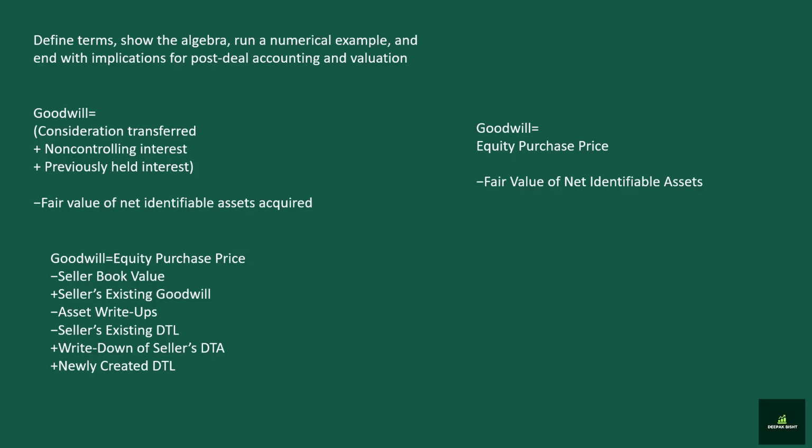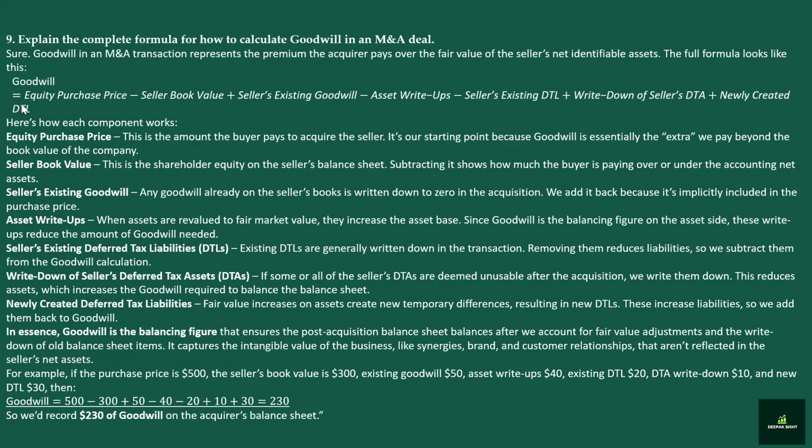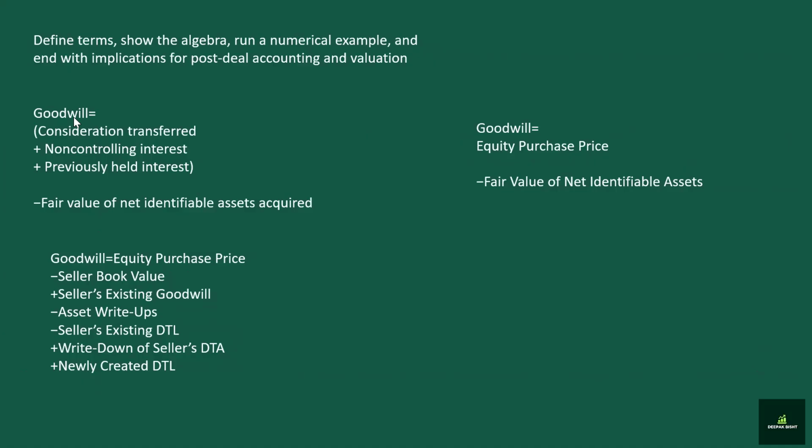All right. So here the formula was: goodwill is equal to equity purchase price, subtract the seller's book value, add back the seller's existing goodwill. And why do we do that? We'll cover all the components in the formula. When we discuss goodwill, it is basically the consideration transferred, which is the money that we are paying to the company. Then we add the non-controlling interest, and then we add the previously held interest also. When we add all these three, we get the equity purchase price.